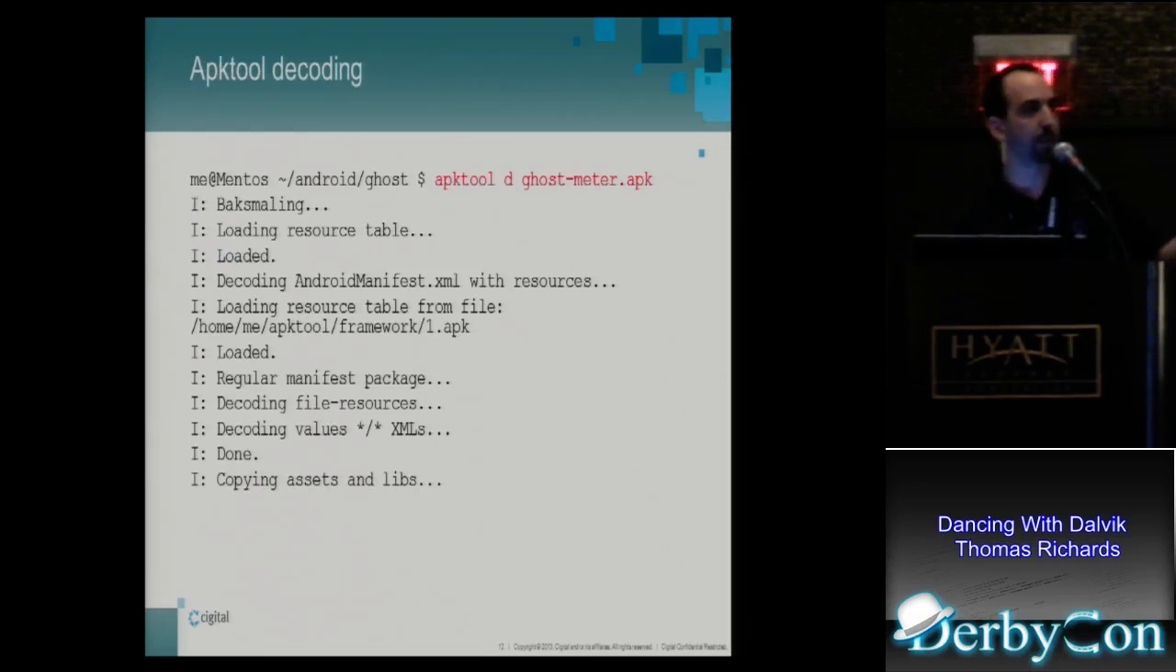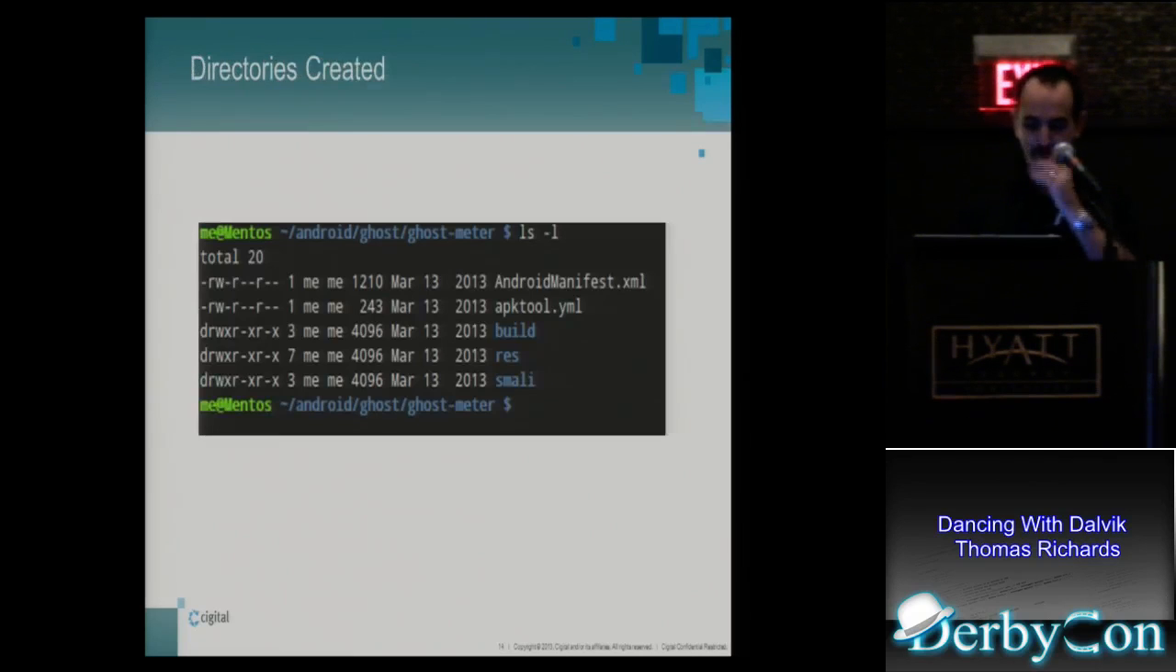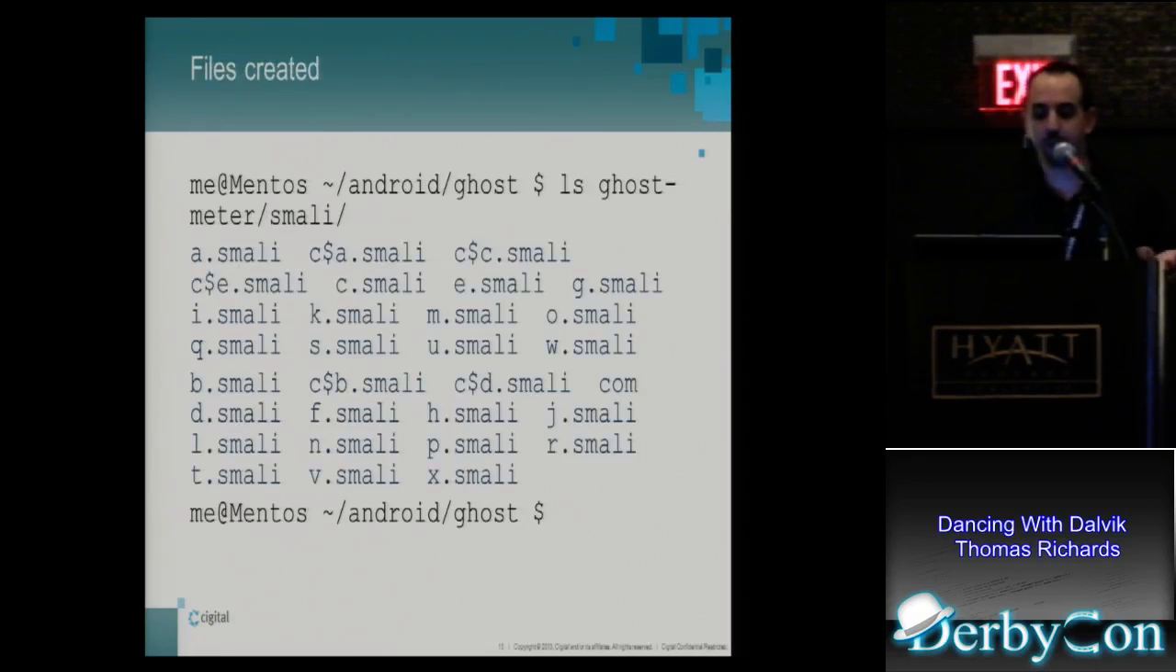Here is an example of using APKTool. We're going to run apktool d for decompile, and then go through, decompile it, load the resource table, and then turn stuff into Smali. Load the resources, do method matching, all sorts of fun stuff. These are the directories that are created once you run the tool. So the smali directory will actually contain all the smali files of the application. Here's just a quick example of the smali files that are created.